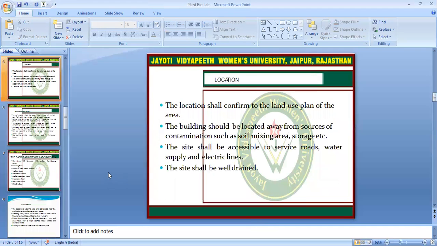Now come to the location. The location shall conform to the land use plan of the area. The building should be located away from sources of contamination such as soil mixing areas, storage, etc. The site shall be accessible to a service road, water supply and electric lines. The site shall be well drained.